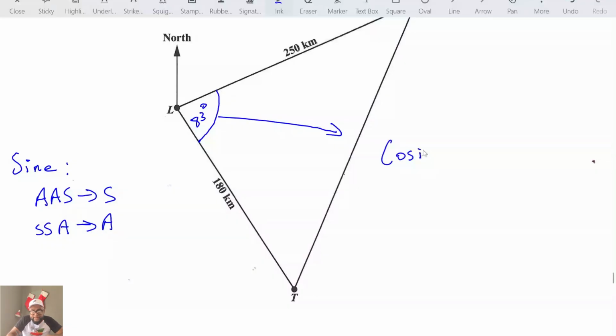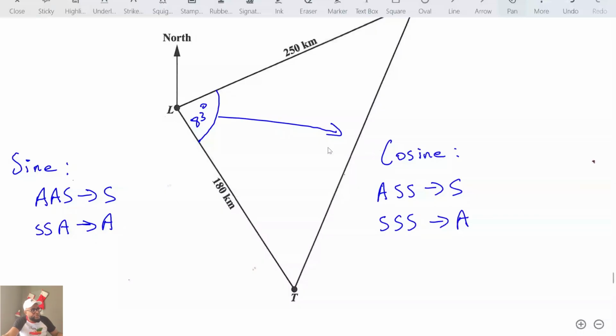For cosine rule, you have an angle, two sides, and you want to get the next side. And then the other case would be you have all three sides, and you want to find an angle. Everybody good there? So we have two sides, one angle, and you want to find the next side.